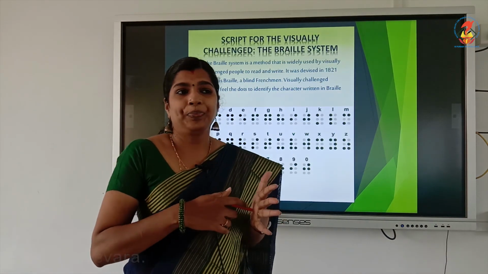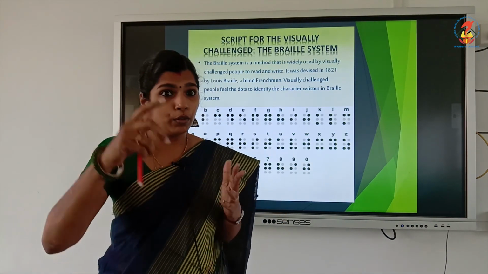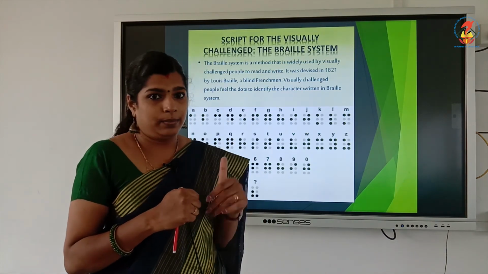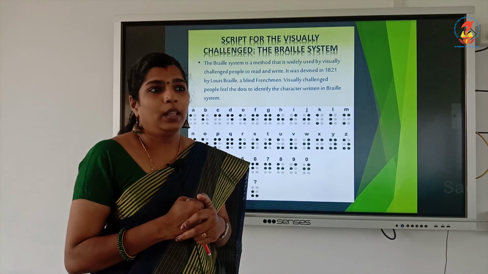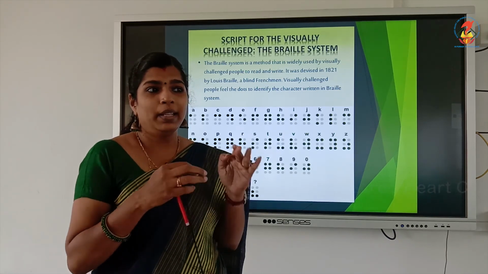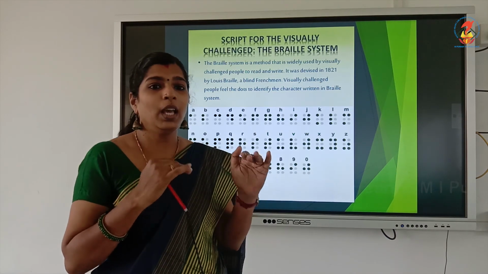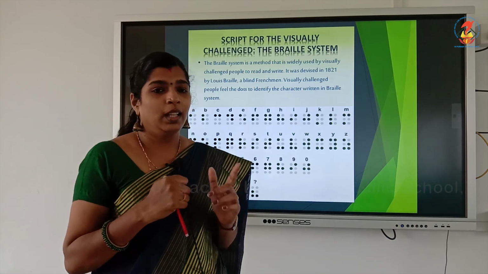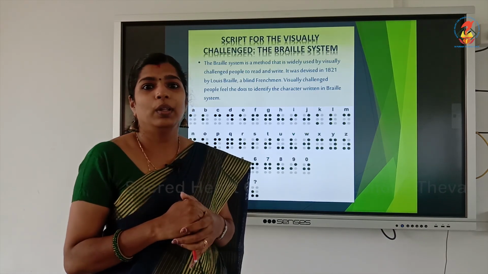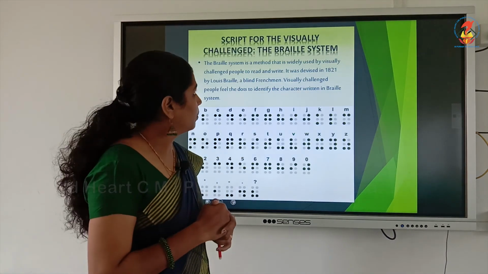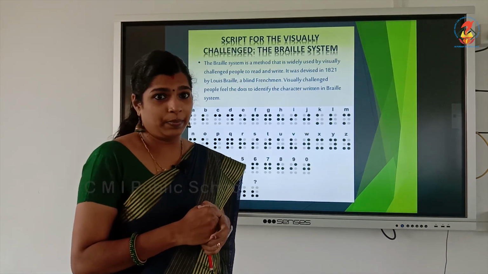You can see in our footpaths a yellow color tile is there. That is for blind persons. The design is slightly different from the other ones. So, when they touch it with their stick, they will know the way. So, that is about the Braille system.